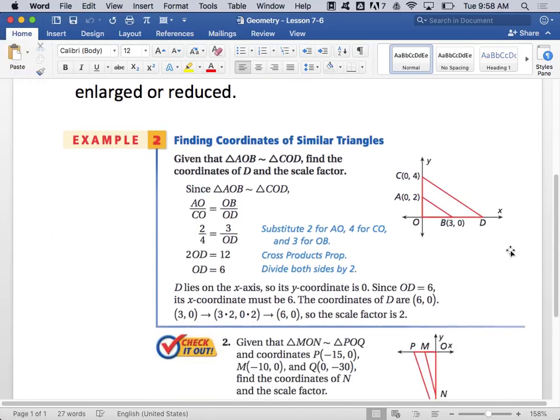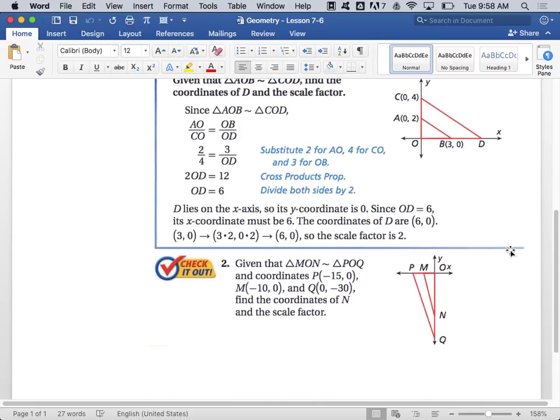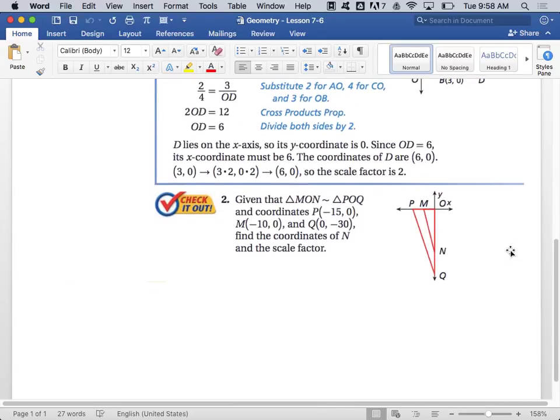All right, so you take a look at these two triangles, right? All right, this is 2, that's 4. What's the scale factor? 2. It's double, right? If this is 3, what should D be at? 60. Does that make sense? Simple as that. Okay, so we take a look at this one here.